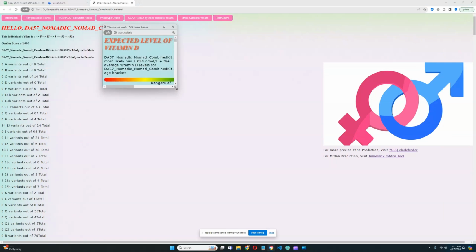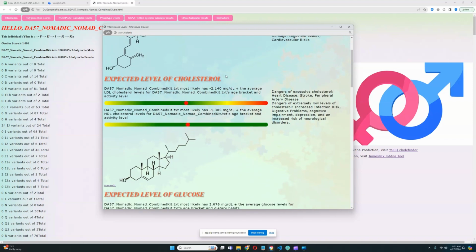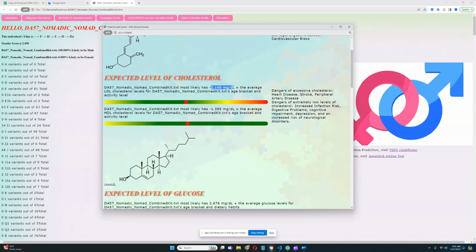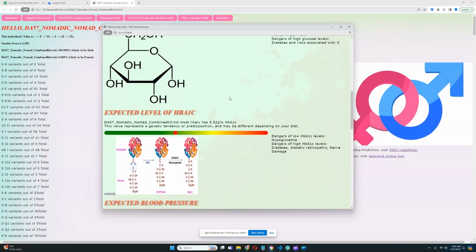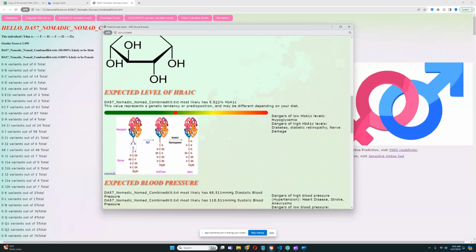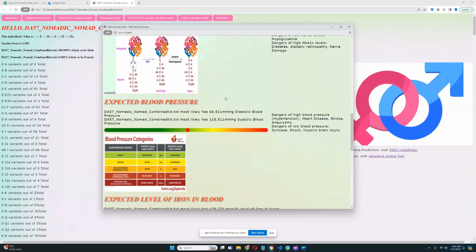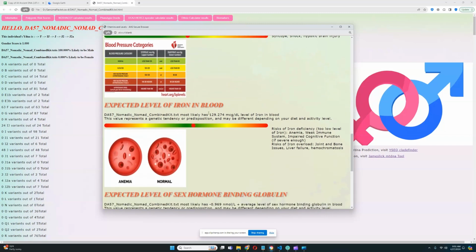For the biomarkers, it looks like this individual has an above average level of vitamin D, which is good, a below average level of LDL cholesterol, which is once again really good, a below average level of HDL cholesterol, which is not so good, an above average level of glucose, which is good, actually no it's not, it's really not, an above average level of hemoglobin, a below average blood pressure, which is good, an above average level of iron in the blood.